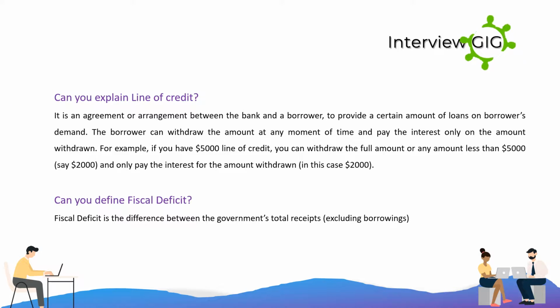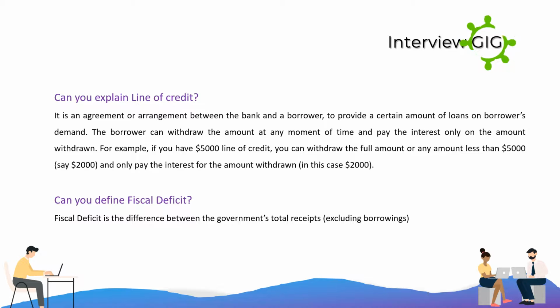Can you explain line of credit? It is an agreement or arrangement between the bank and the borrower to provide a certain amount of loans on the borrower's demand. The borrower can withdraw the amount at any moment of time and pay the interest only on the amount withdrawn. For example, if you have a $5,000 line of credit, you can withdraw the full amount or any amount less than $5,000, say $2,000, and only pay the interest for the amount withdrawn, in this case $2,000.